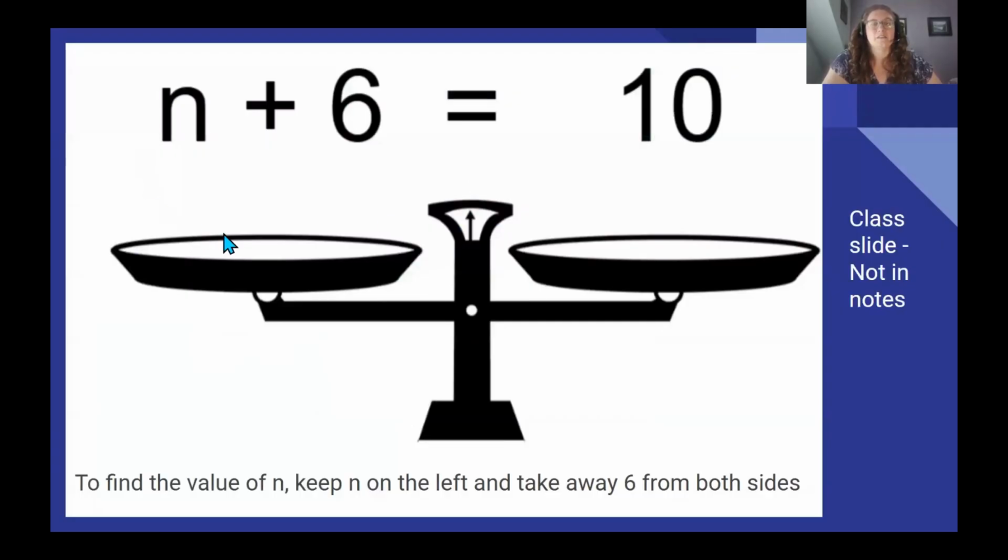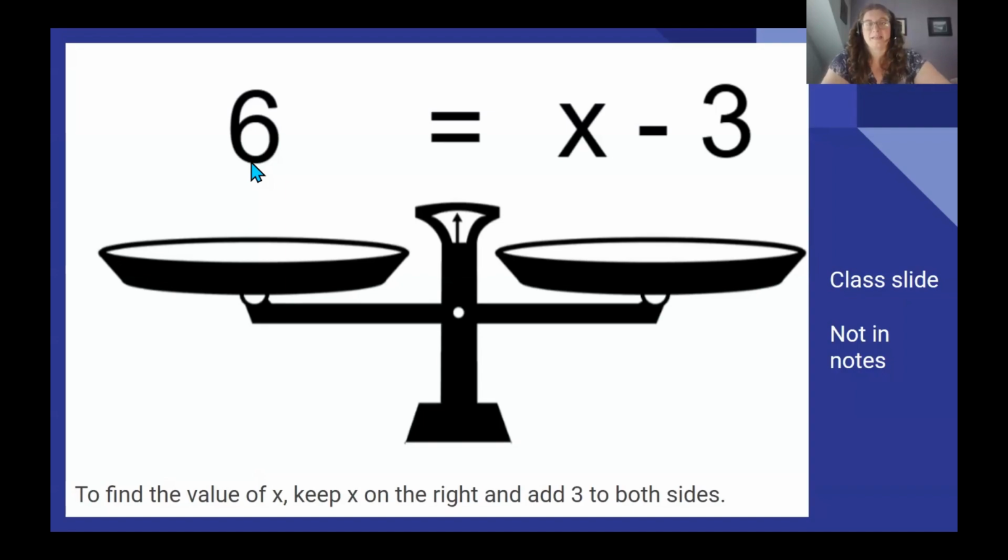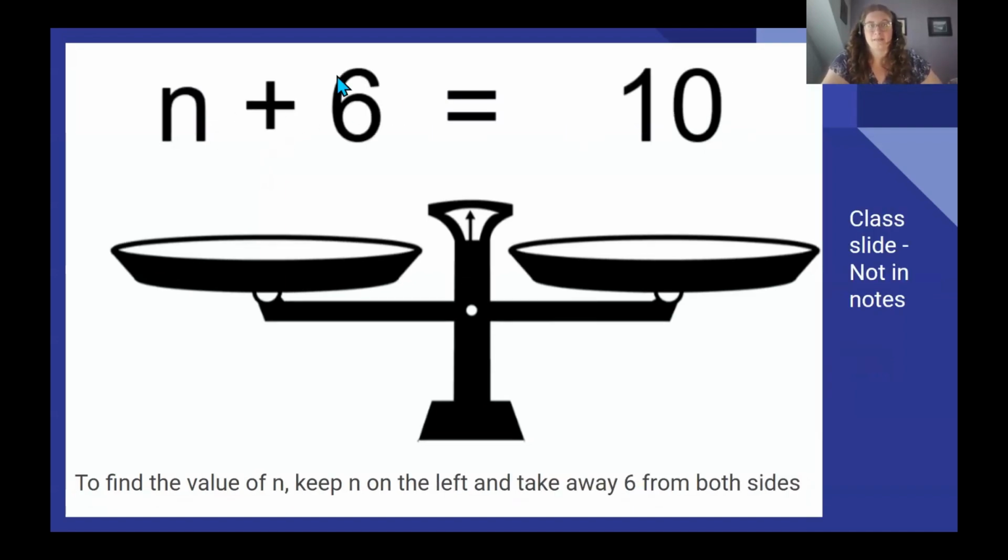So on this scale, I have n plus 6 on one side, and I have 10 on the other side, right? They are equal. These sides each weigh the same. Well, I want to know what n weighs. Whoops, sorry. I want to know what n is.